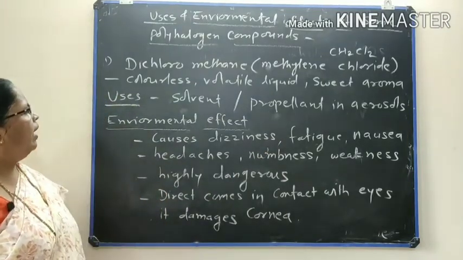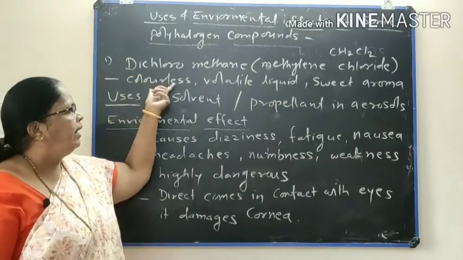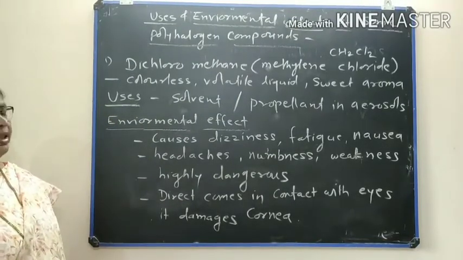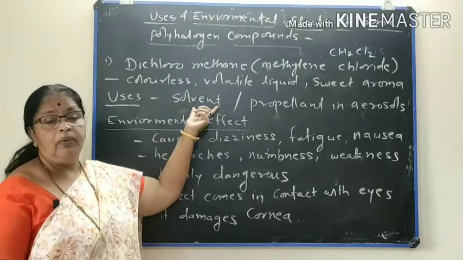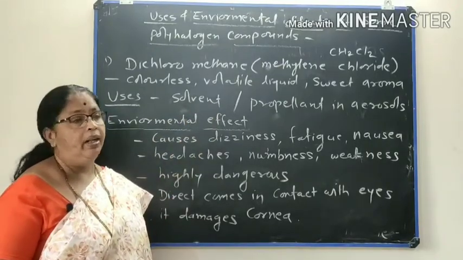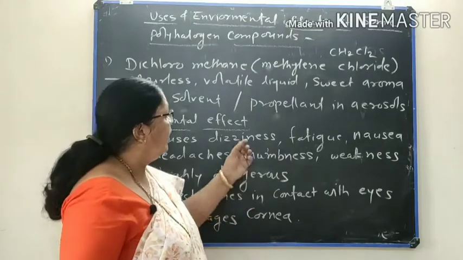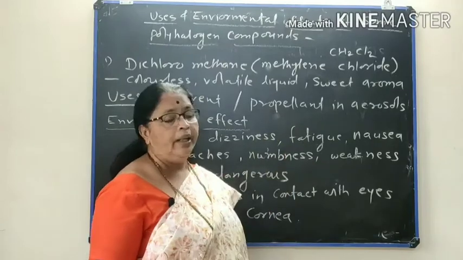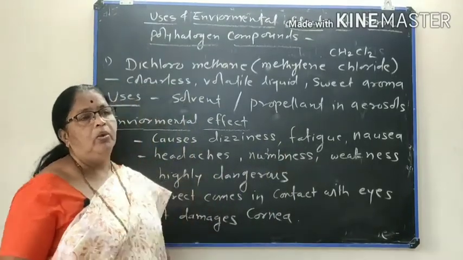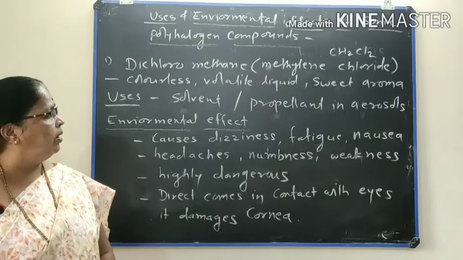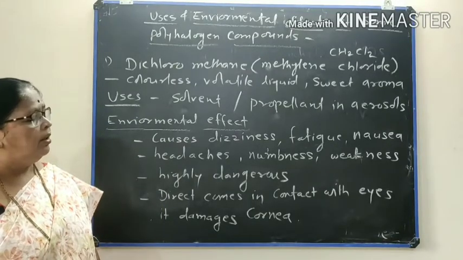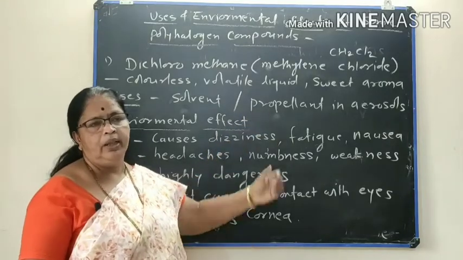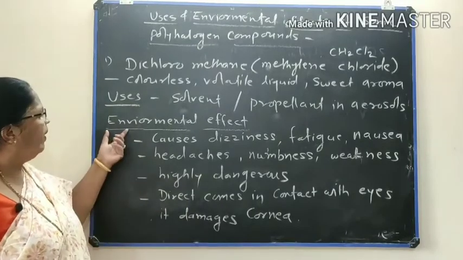Dichloromethane is a colorless volatile liquid having sweet aroma. What are its uses? First, it is used as a solvent for the extraction of different organic compounds, and it is used as a propellant in aerosols. Propellant means mostly the fuels which are used to propel, like petrol, kerosene.